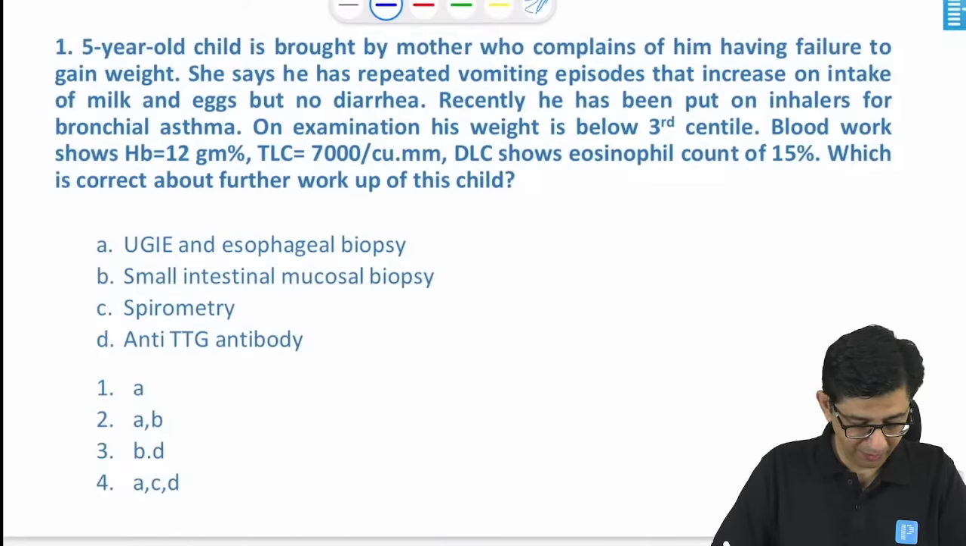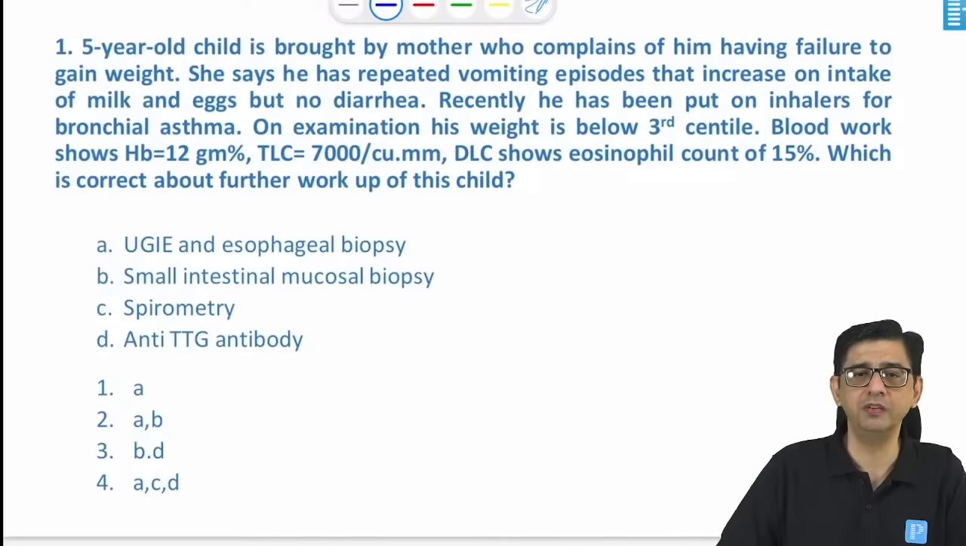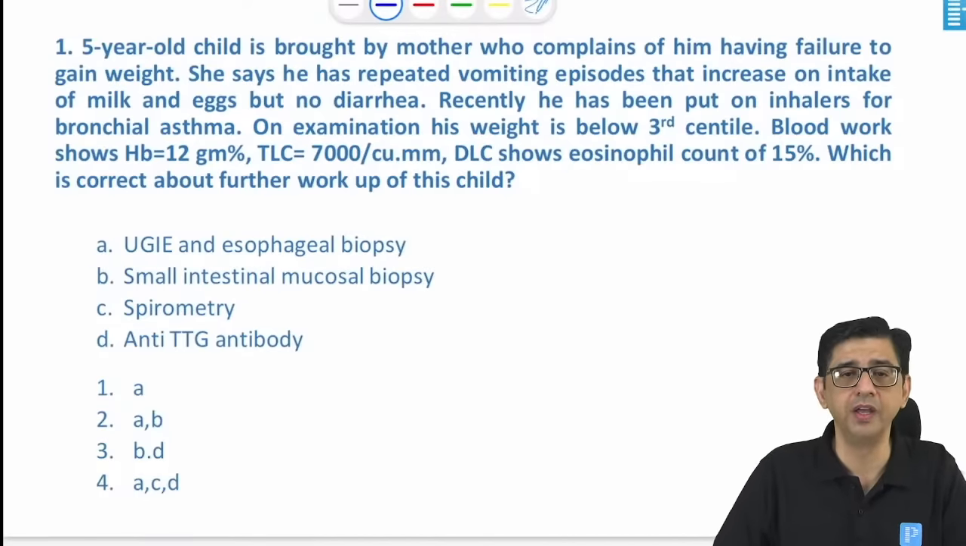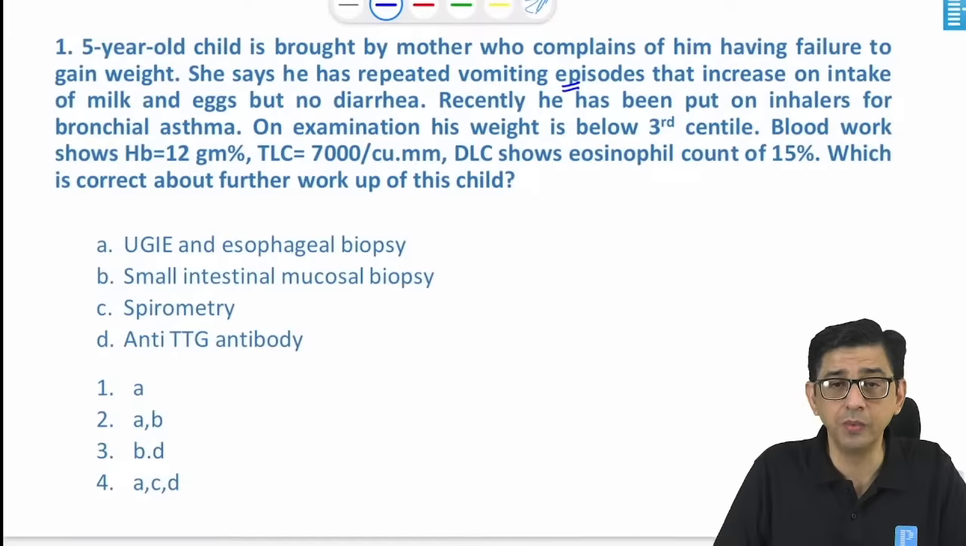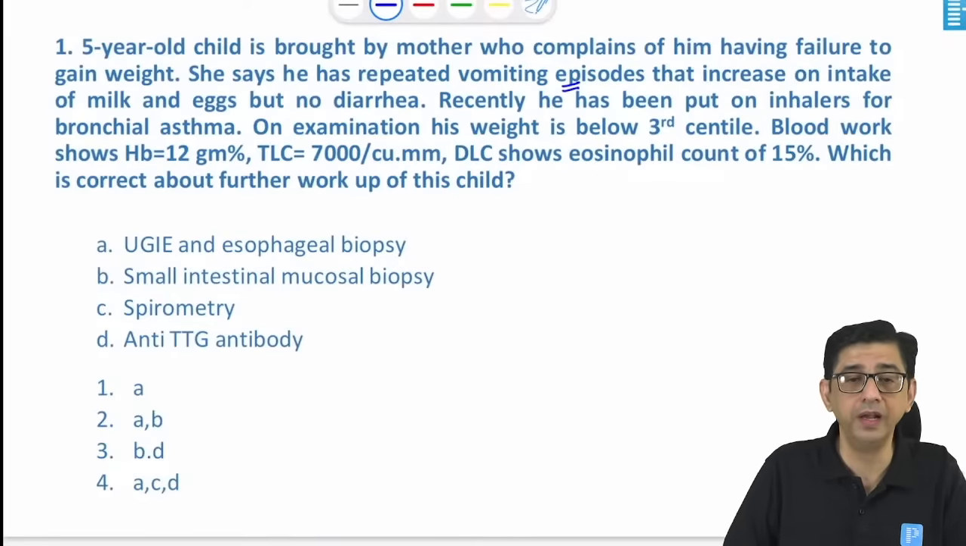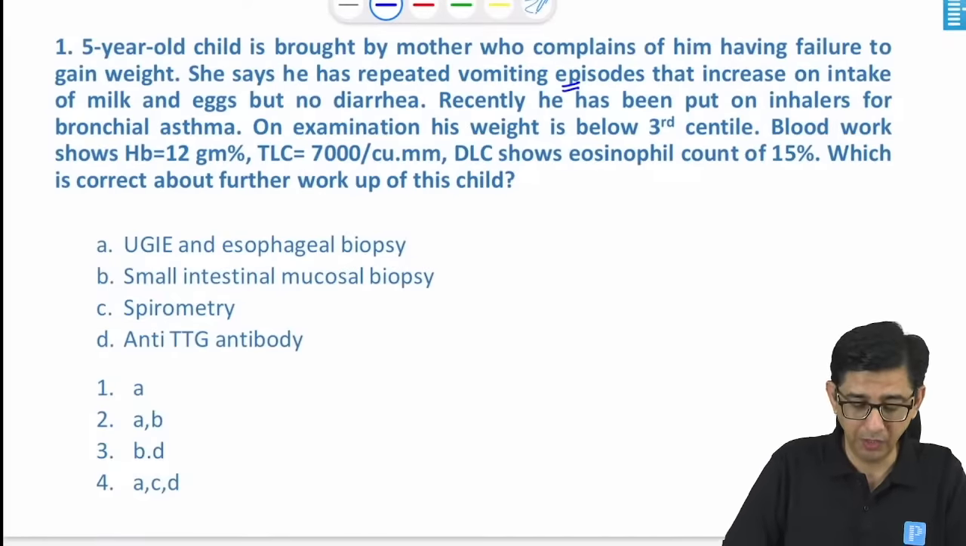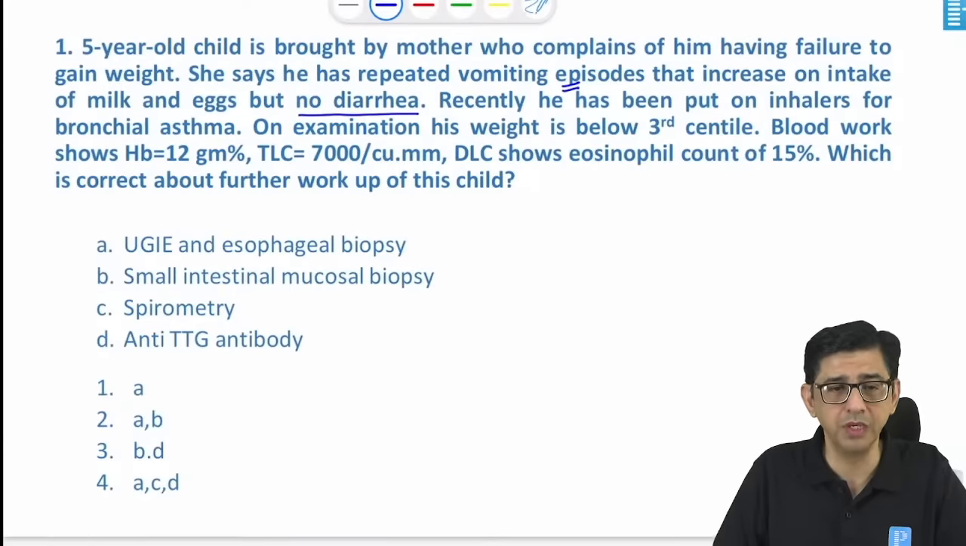Fine. I am having 2 and 3 as answers for this one. Okay, mostly I'm getting 3 as an answer, a small intestinal mucosal biopsy, and then also an anti-TTG antibody. So let me just explain the question to you guys. He's having failure to thrive and gain weight. The main complaint from the mother's perspective is that the child is having vomiting episodes, which tend to increase on intake of milk and eggs, but there is no diarrhea present in this case, which makes it a little unlikely that this would be celiac sprue.